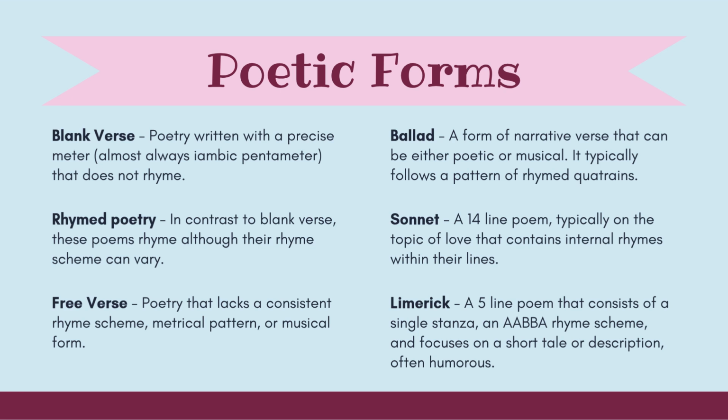Sonnet. A 14-line poem, typically on the topic of love that contains internal rhymes within their lines. Free verse. Poetry that lacks a consistent rhyme scheme, metrical pattern, or musical form. Limerick. A 5-line poem that consists of a single stanza, an AABBA rhyme scheme, and focuses on a short tale or description, often humorous.